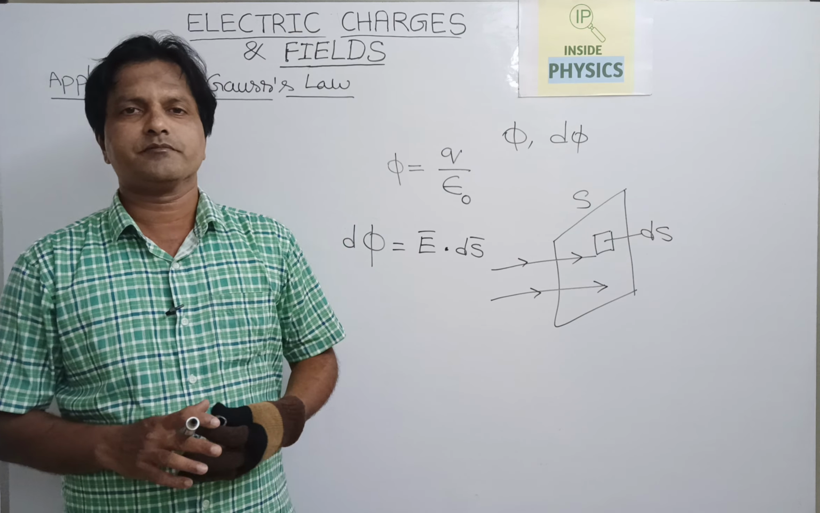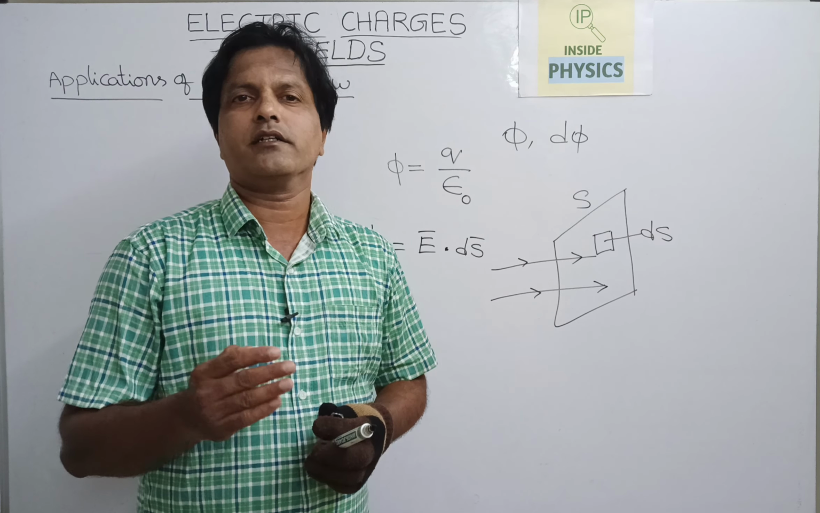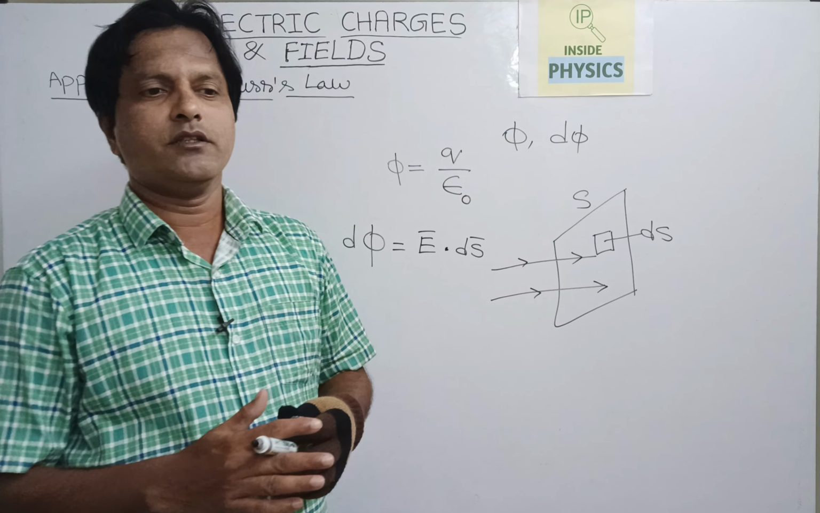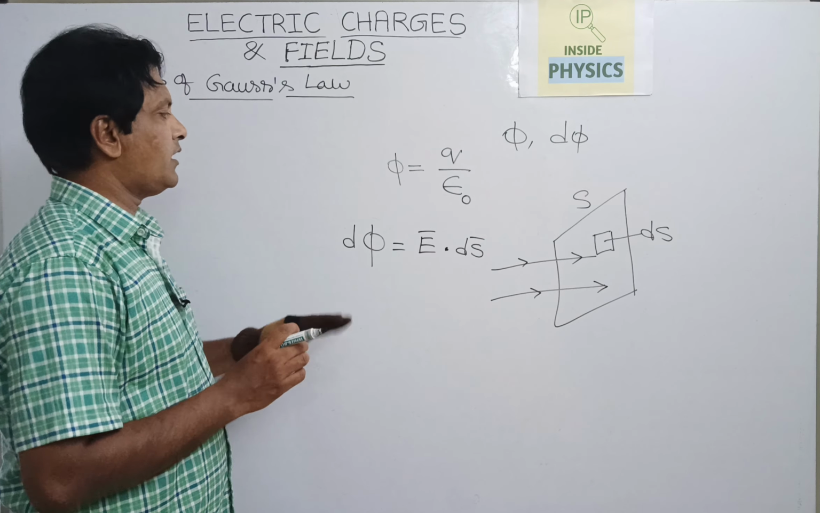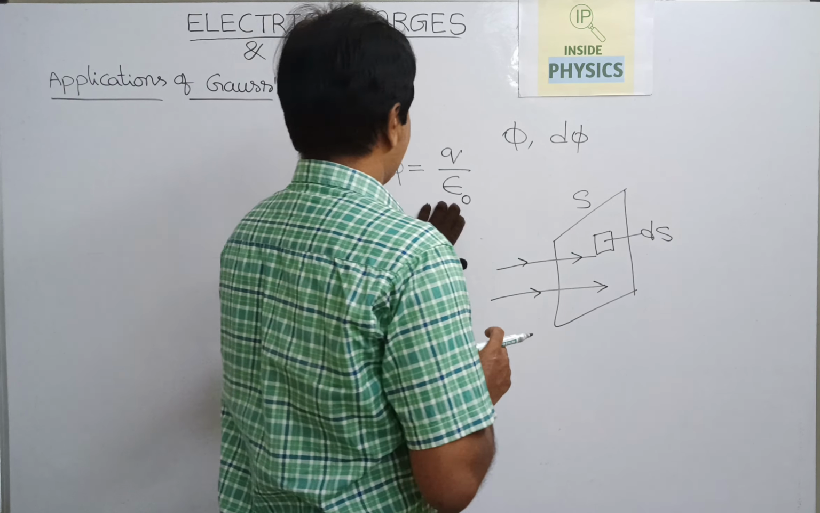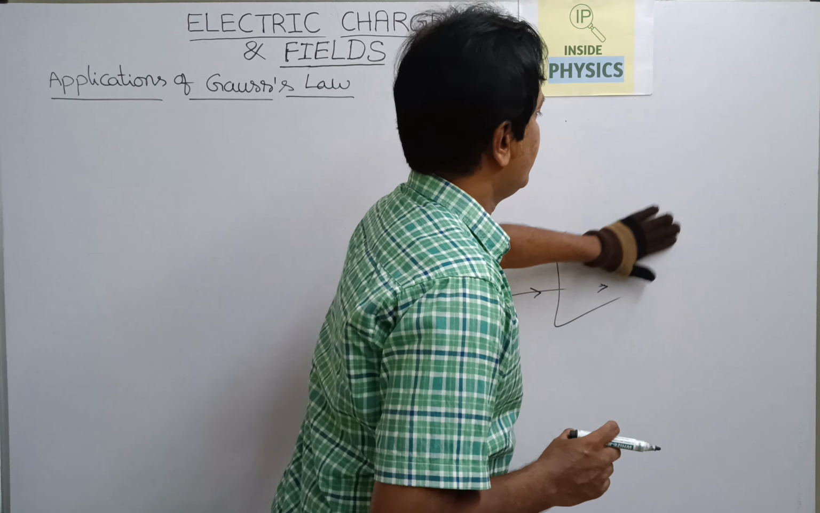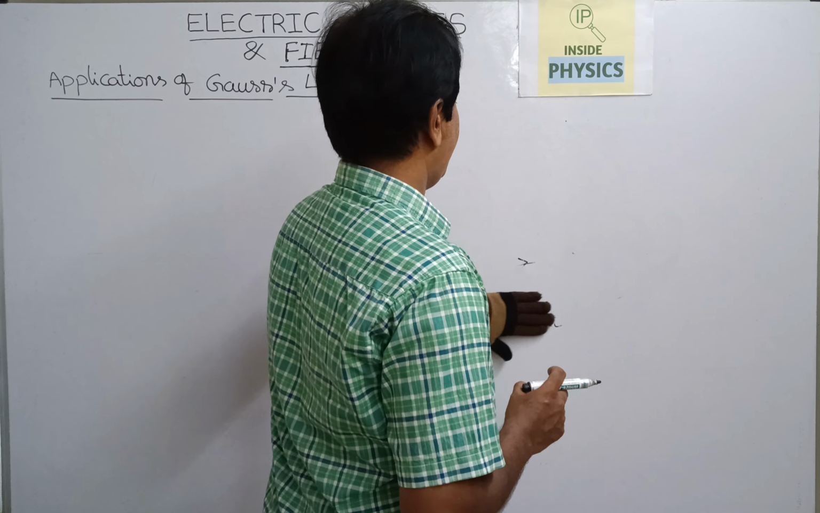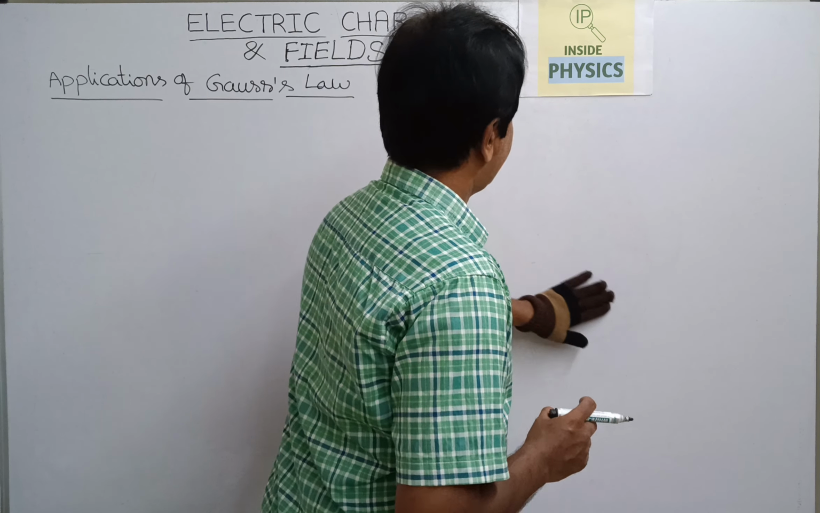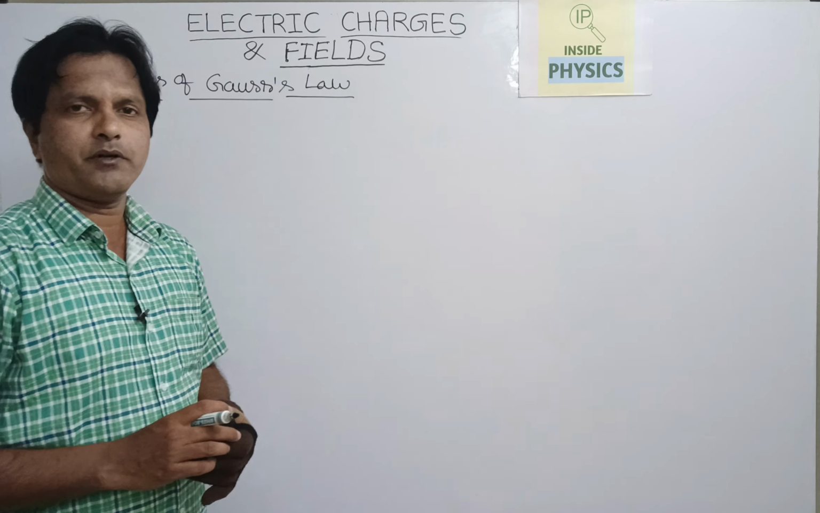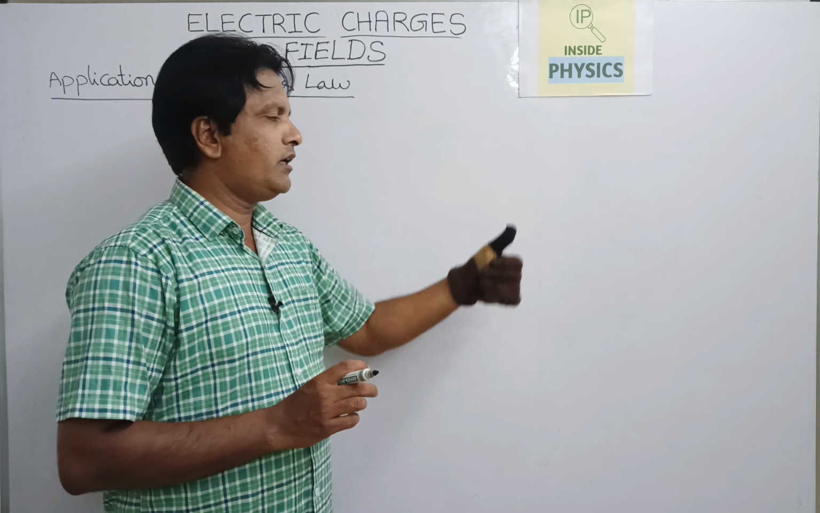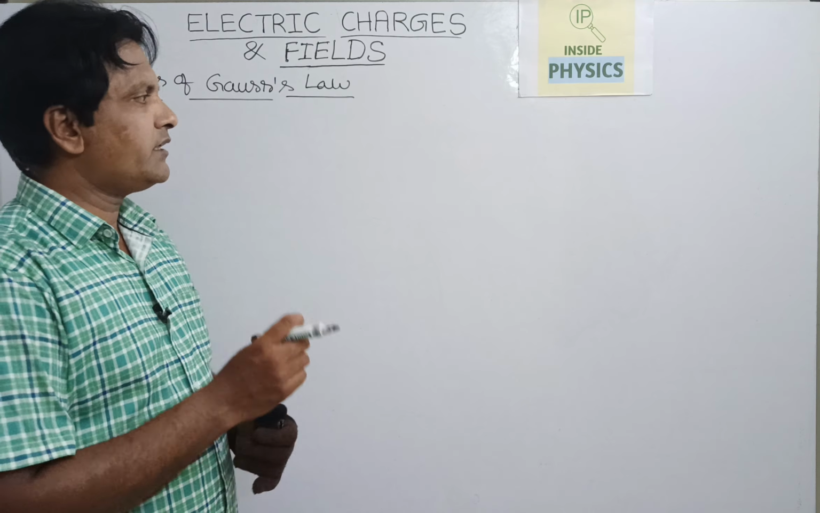Applying these two principles, Gauss law and the definition of electric flux, we will calculate the electric field of conductors of different shapes. Those are called applications of Gauss law. Of these applications, we take three. The first one is the infinitely long current carrying conductor, where we will calculate the electric field applying Gauss law.